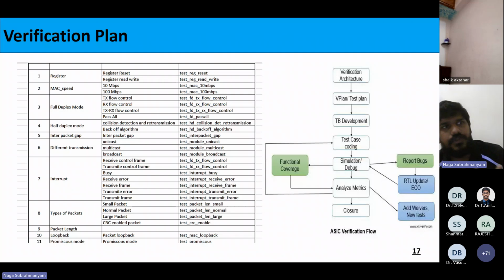So here, what to verify? You have a list here. By seeing the list, you will simply understand. Ethernet will prepare the packet and it will send. How is it sending? Whether it is sending in half duplex mode or full duplex mode, that we will verify.